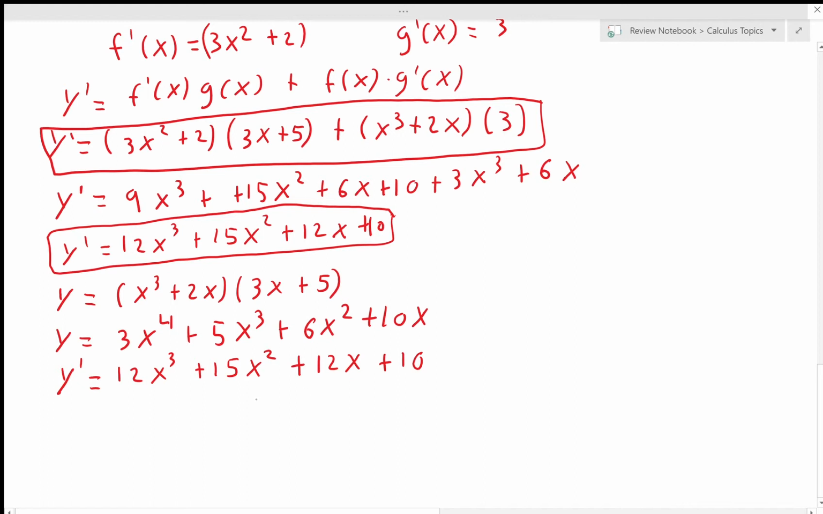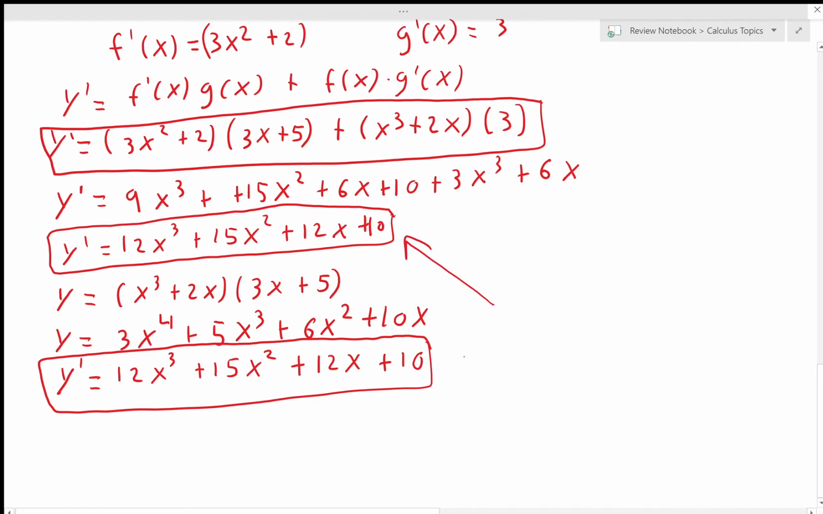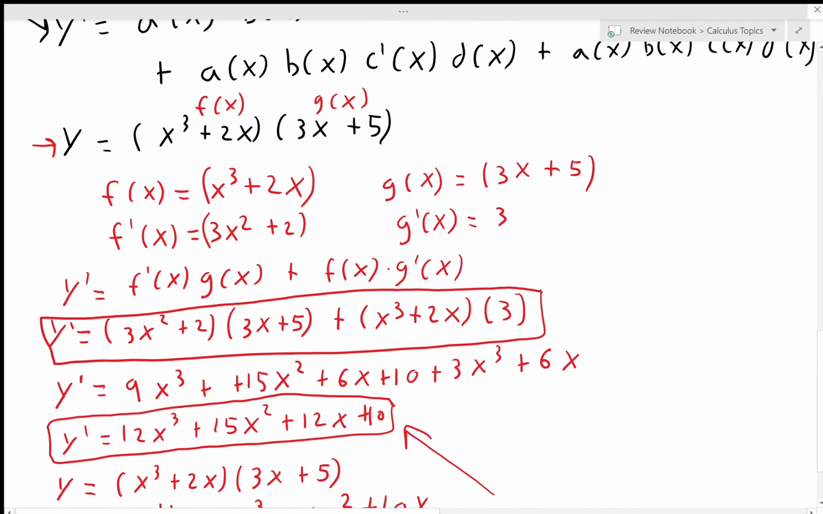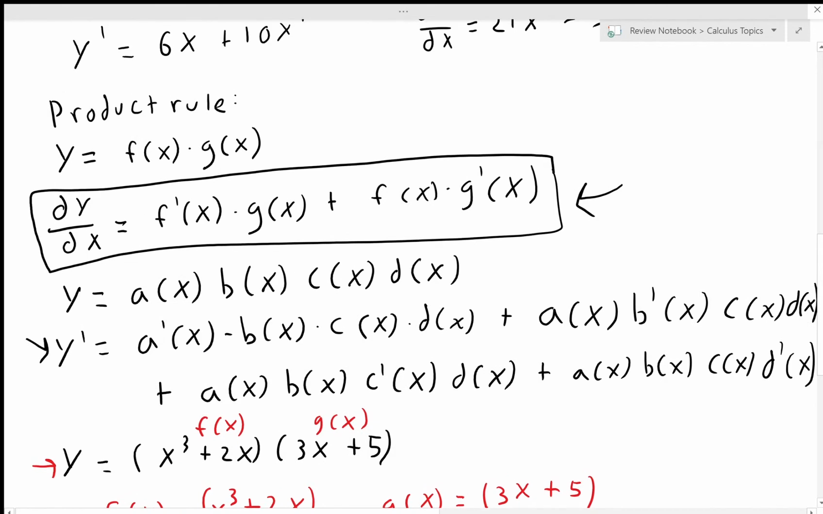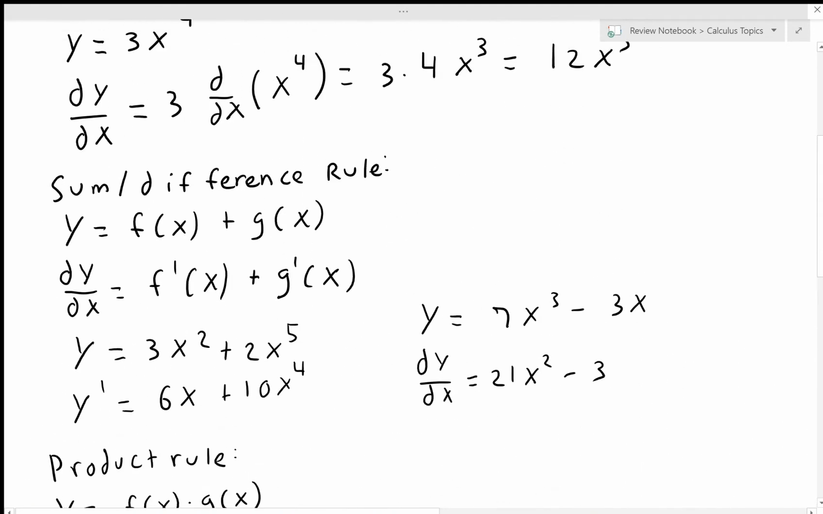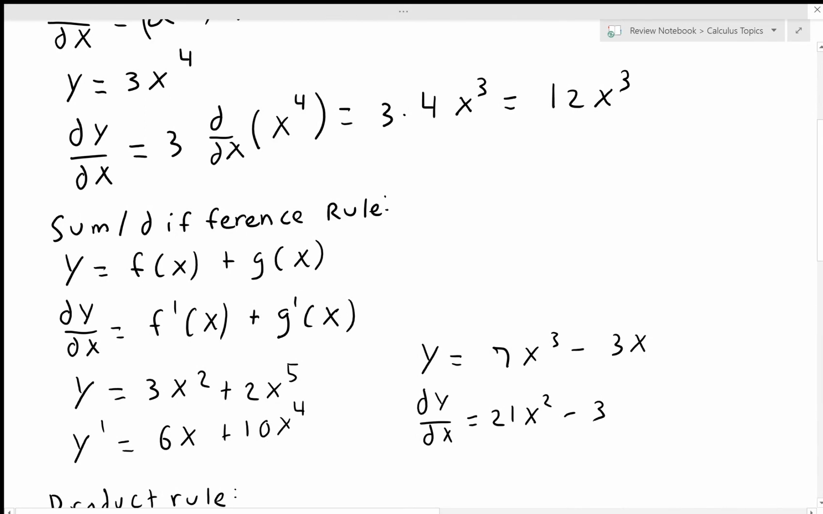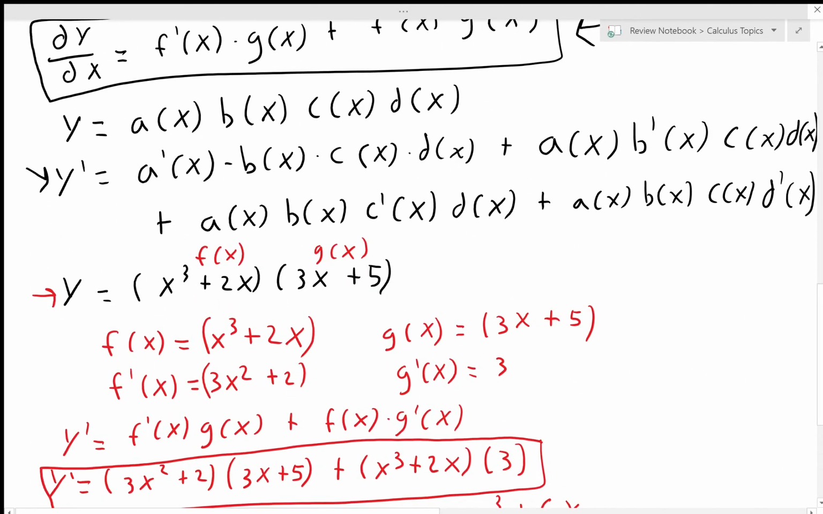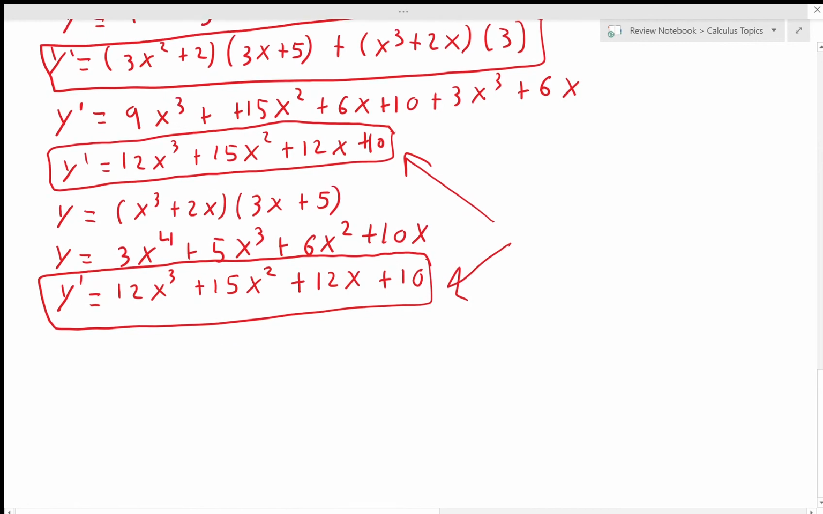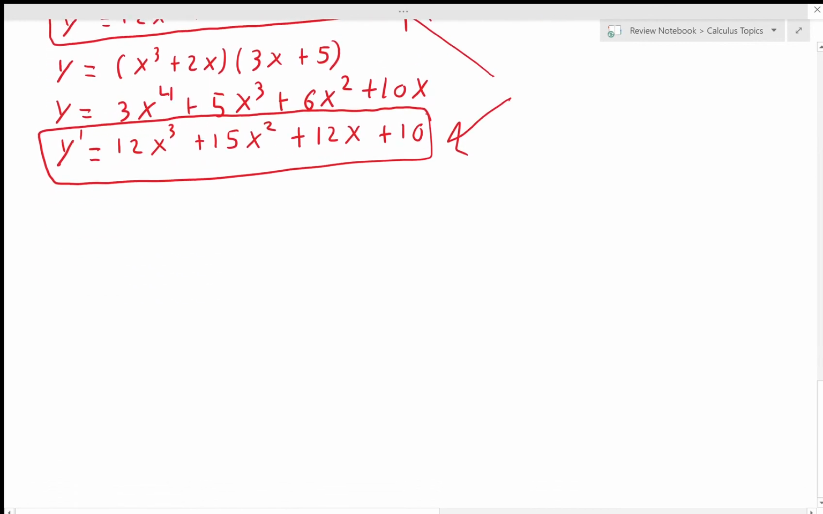And if you look at that right here, we see that they are the same, which means you could do it either way. You could use the product rule, which will be easier when you have multiples, or the sum and difference rule. That one was easy to FOIL out. So moving on to the quotient rule. Well, we can go one more example for that.